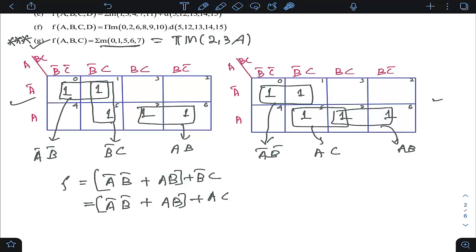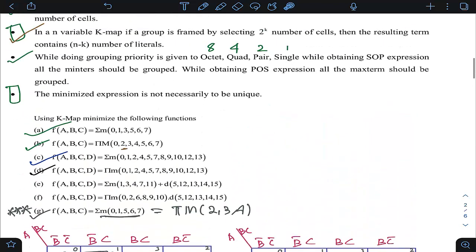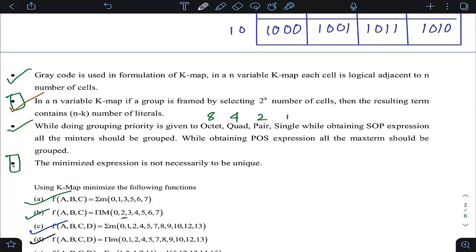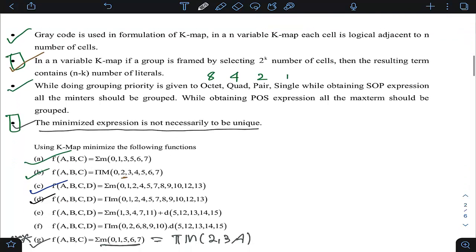So whenever solving GATE questions, if the answer you are getting does not match any of the options, you should see whether there is any other possibility of grouping so that you can match the answer. You need to check that. That's why I have given a point here that the minimized expression is not necessarily unique. There is a case. Let me come to the essential prime implicant concept, where we'll understand when it will be unique. But in general, the expression need not always be unique.